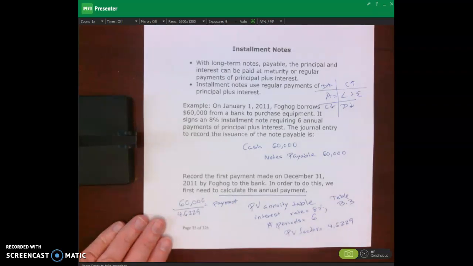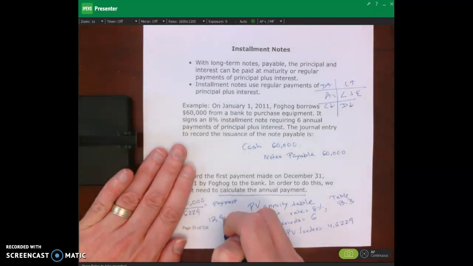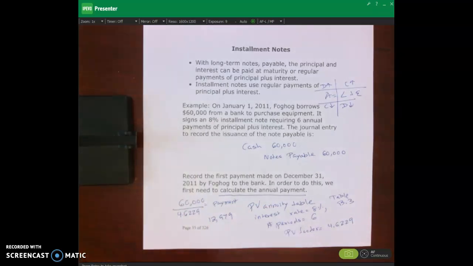Why did I do that? Well, remember, if I knew my payment, right, this is my annuity payment, and I know my factor, I can multiply my annuity payment times my annuity factor, that gives me my present value. In this situation, I know my present value, and I can look up my factor, and I can divide it to figure out my payment. So when I do the math, I get a payment equal to $12,979. That is my payment.